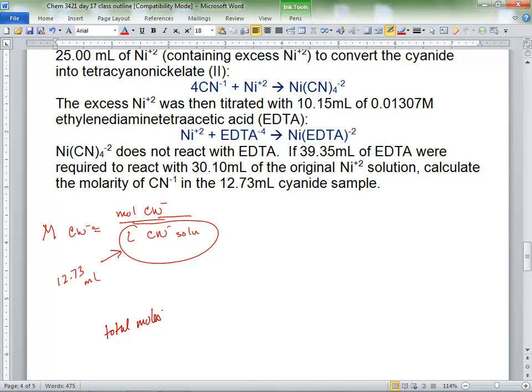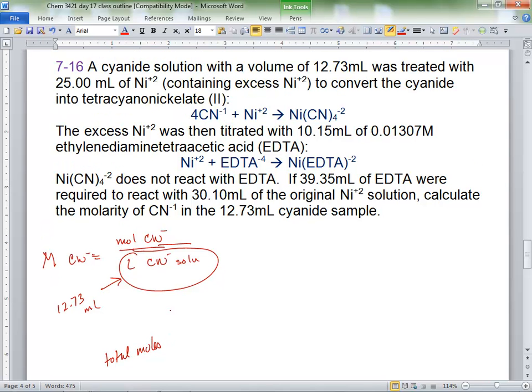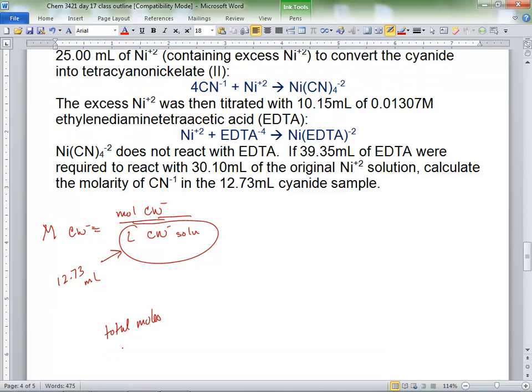Right? In this case, we're talking not about carbonate or hydrogen. No, it was with acid, with H+. Here they're talking about nickel, because that's where we added this excess. So we added some total moles of it, right? And that has to equal the moles of nickel that reacted with what we're interested in the first place, right? And that's the cyanide.